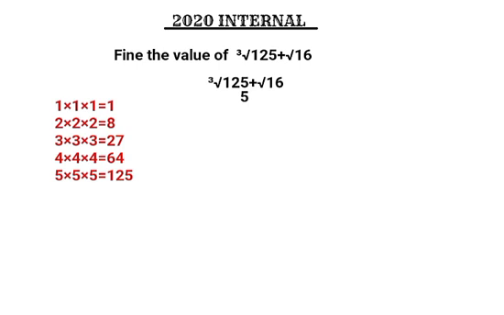Then we find the square root of 16. For the square root of 16, we can do the same thing. 1 by 1 gives us 1. 2 by 2 gives us 4. 3 by 3 will give us 9, and then 4 by 4 gives us 16. So the square root of 16 is 4. So we're going to say plus 4. Then 5 plus 4 gives us 9. So this was the correct answer. Okay, let's go to the next question.